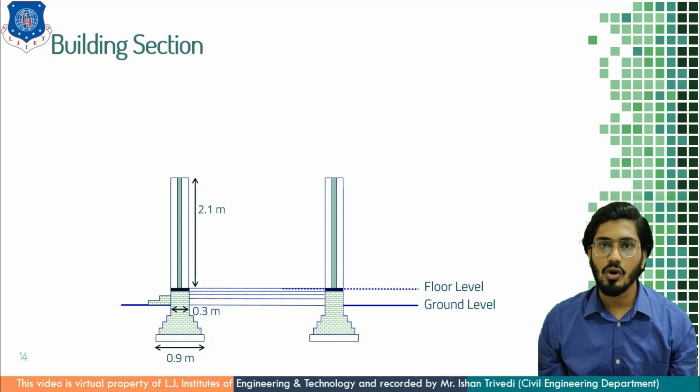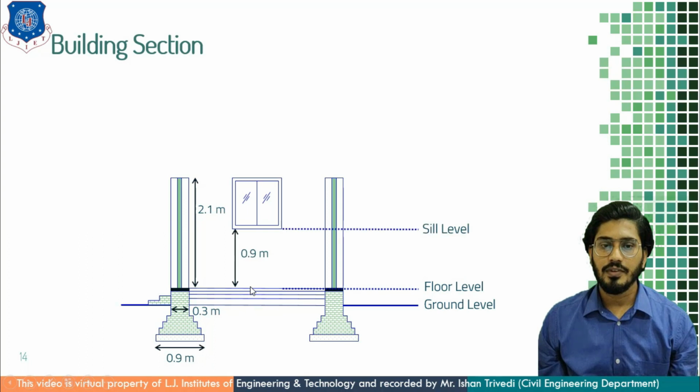It is standard for all. Then windows are kept at the same level as the door. Both the elements should finish at the same level. The window is kept 0.9 meter above the floor level, and the bottom of the window is called sill level. So from floor level to the bottom of window, this is called sill level.